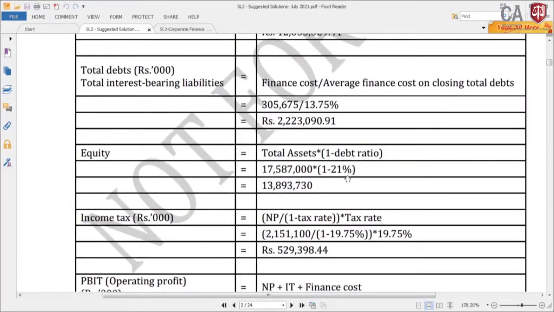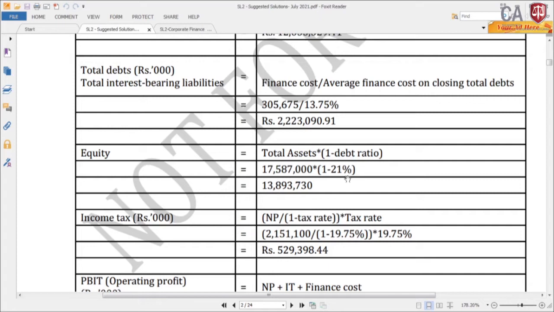Total assets is given as 17.5 million in the question, and the equity ratio, as I mentioned, if debt ratio is 21%, the equity ratio, the shareholders' money used for the investment in assets, is 79%. So 79% of 17.5 million assets is given as 13.8 billion. It's all billion, 13.8 billion. 13.8 billion is the equity money.